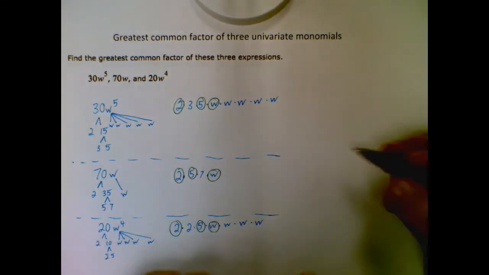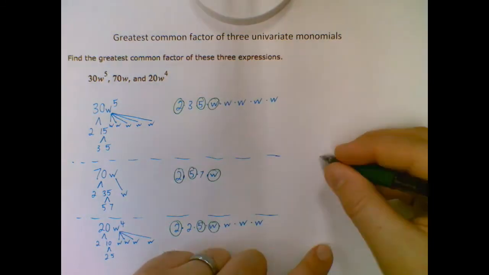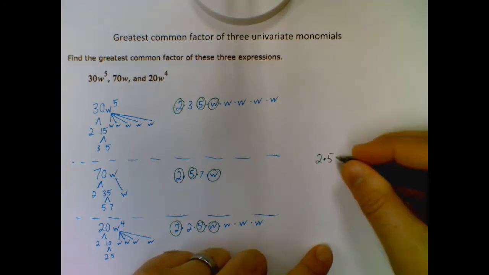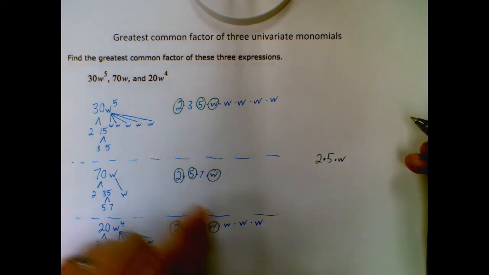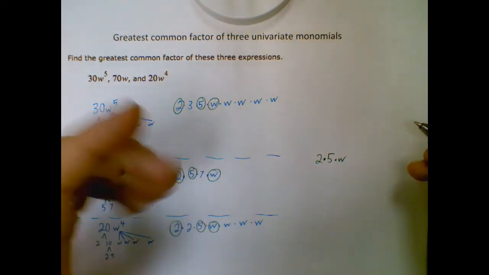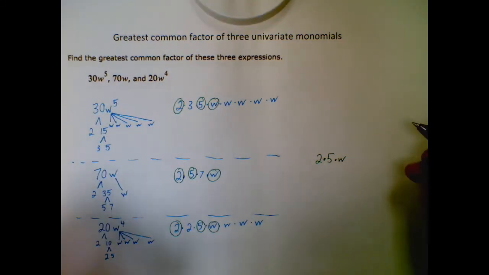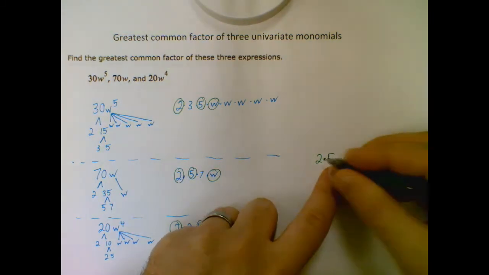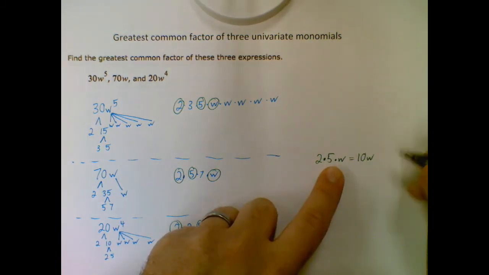So I stop. So then I bring over my circled numbers from any one of my sets here. So 2, w, 5, w. It doesn't matter which one you pick, but you only pick one set and multiply those together, and we end up with 10w, which is our greatest common factor.